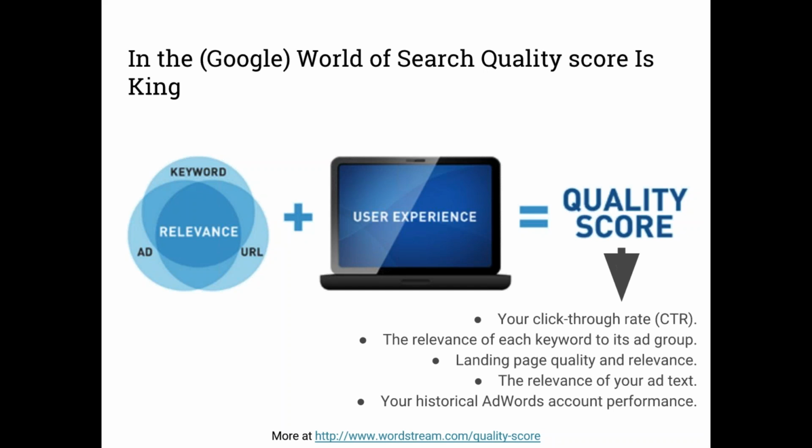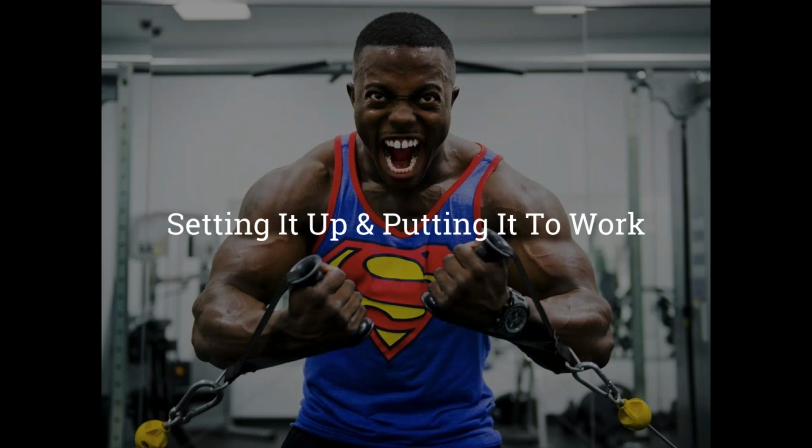Key point here is that quality is really, really important, particularly when we get into nonprofits and some bid restrictions. Having a really relevant ad is really important to make sure that your ad shows up. So that's AdWords 101 really quick. Now we'll get into how you can set it up and put it to work.